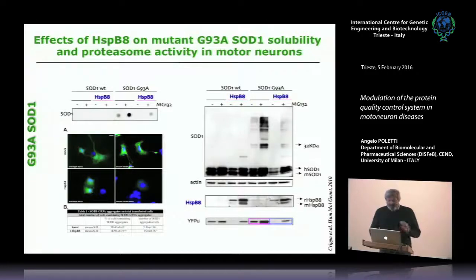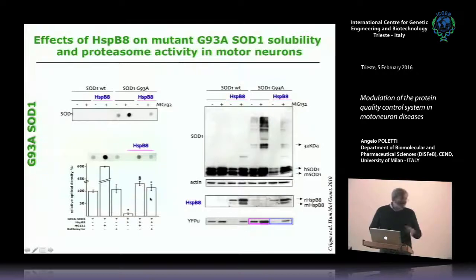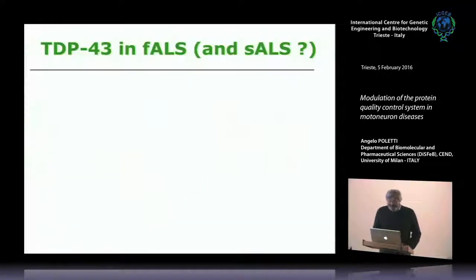The aggregates are completely removed, the high molecular weight species are completely removed. The proteasome is not impaired, it may be a problem because you send a large fraction of unfolded proteins there, but everything seems to work very nicely. And if you block autophagy, again, you completely counteract the activity of HSPB8 in these cells. TDP43, exactly the same story.